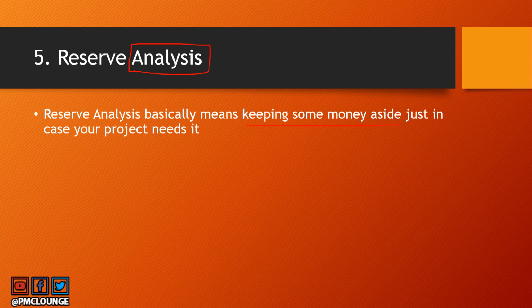Management reserve, typically in the industry, is anywhere between 5 to 10% of your project budget, and contingency reserve is based on the risks that the project manager or the project team has identified. Based on those risks, the amount of money required, which should be kept aside just in case those risks materialize, is all about reserve analysis. That is how you analyze the cost reserve that you need for your project.